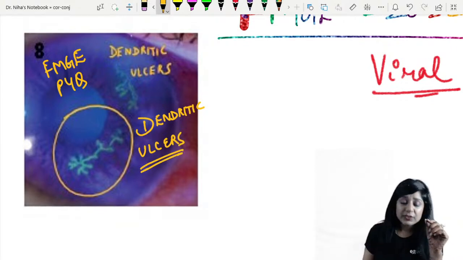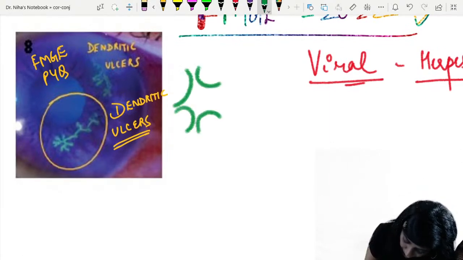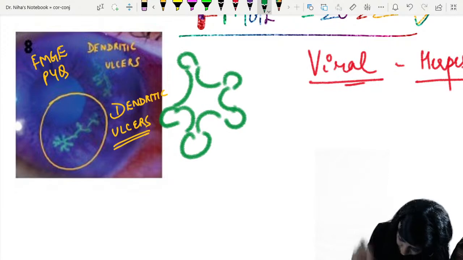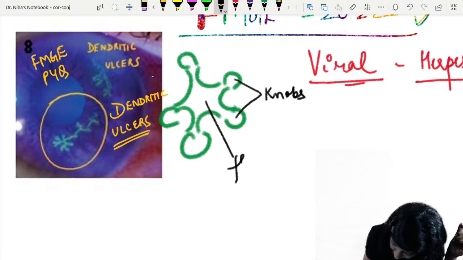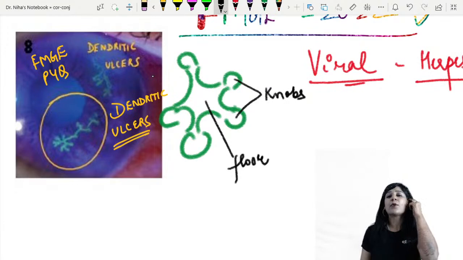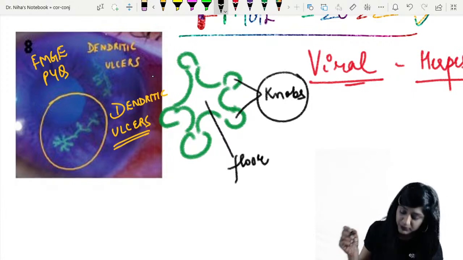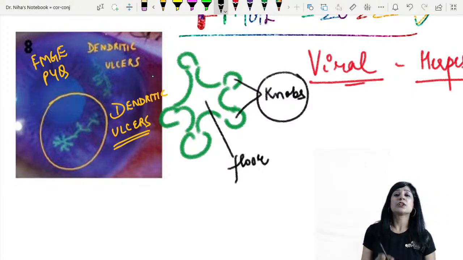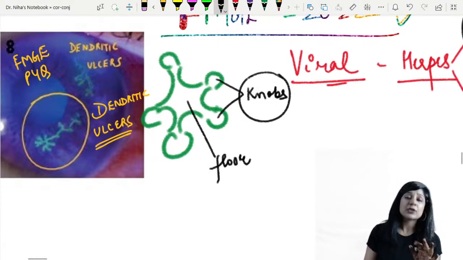Now there are certain important things about how they look. So we have the tree-like arborizing pattern. It will look like this, with the knobs also. Very, very important are your knobs. So these are the knobs here, and this is the floor. Always remember that if you are getting such a pattern, it is the dendritic ulcer, important for herpes simplex. And if you are having knobs, these are always the true dendrites, because if you are not having any knobs, they will be pseudo dendritic. So in herpes simplex you get true dendrites.